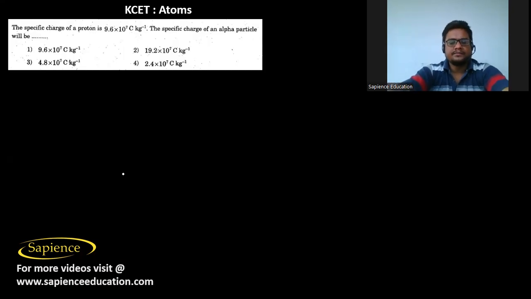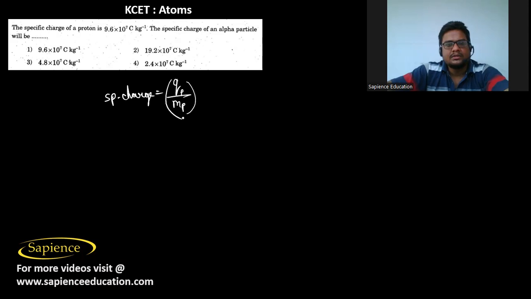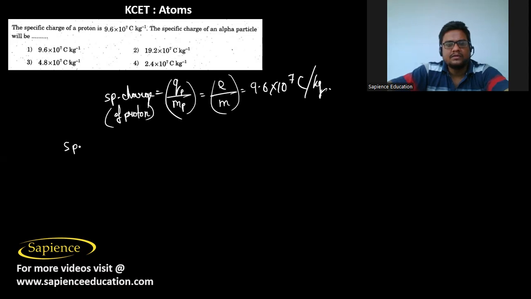Okay. So here it has been told that the specific charge of a proton, which means the charge of the proton divided by the mass of the proton, so it is e by m, is given as 9.6 into 10 power 7 coulomb per kg. And then the specific charge of the alpha particle is how much? So we have to find the specific charge of the alpha particle.